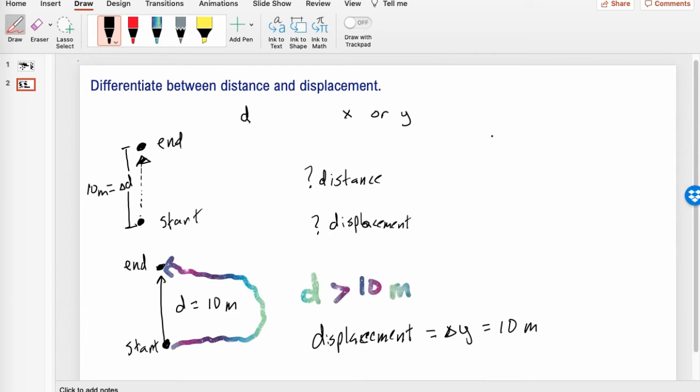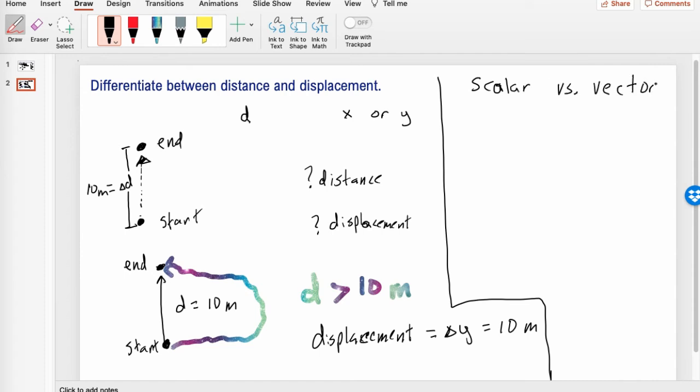So there's one other thing that I would like to talk about as far as this goes. So let me sort of draw this off to the side and use this right here, and that will be the difference between a scalar versus a vector quantity.